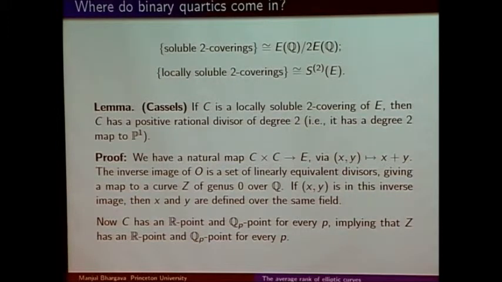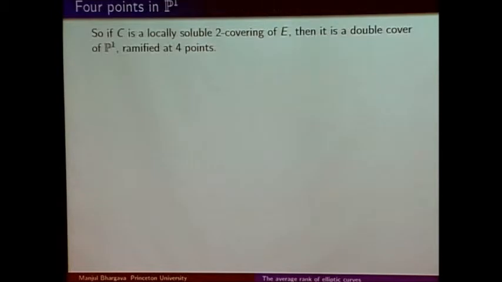So what does that mean? That means that if C is a locally soluble 2 covering, an element of the 2 Selmer group, then it always has a degree 2 covering of P1 over Q. And since it's genus 1, it must ramify at 4 points. And when you have 4 points in P1, you have a binary quartic form. I thought I'd include this because it's really pretty. It's very easy. So if C is a locally soluble 2 covering of E, then it comes with a double cover of P1, ramified at 4 points. And so this gives you a binary quartic form over Q.